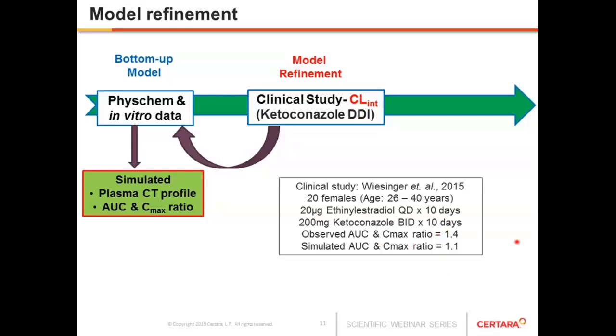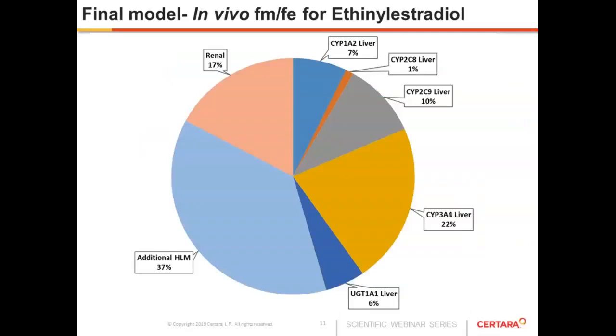Now, in PBPK model development, whenever you have to do a refinement of a model, it's really important that you have an independent study that you would use to verify your model. So if you have a clinical study that you use to refine your model, you need to have an independent clinical study that you then use to verify the model, to show that the refinement you have done is correct. By the time we refined the model, we arrived at a final model for ethinylestradiol in which the CYP3A4 component was about 22%. Before the refinement, the FM for CYP3A4 was just about 11%.